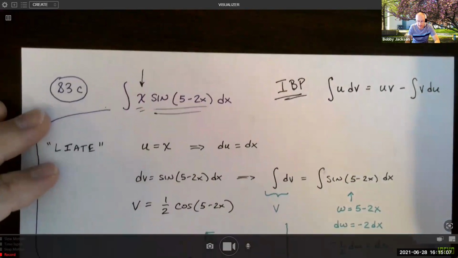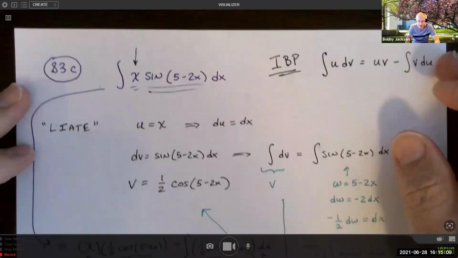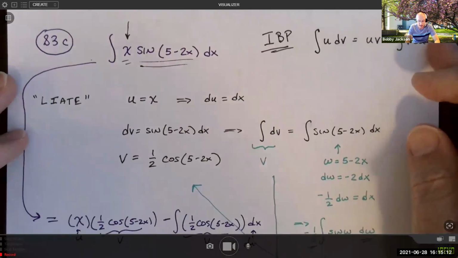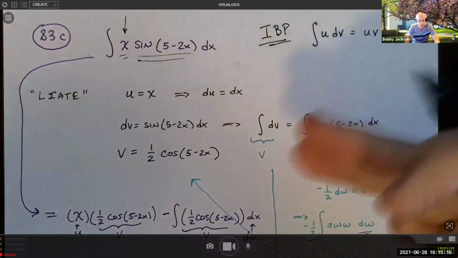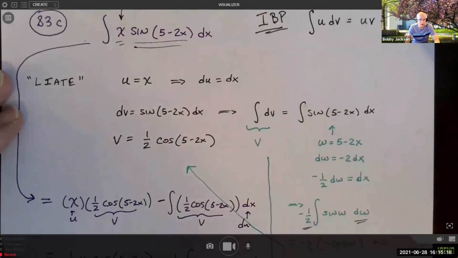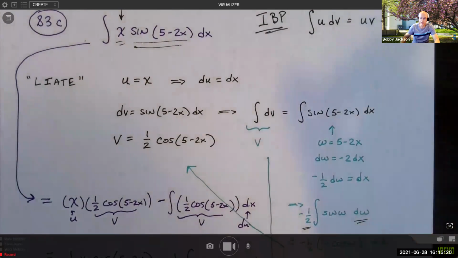But again, integration by parts, you'll need to practice this. Lots of variety depending on what we have. Sometimes you have to use integration by parts more than once. So make sure you look at the examples that I worked out in the lecture videos and are ready to go come test time.